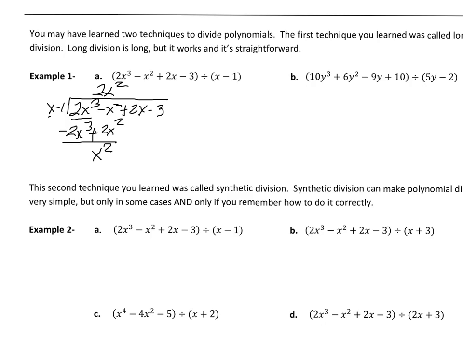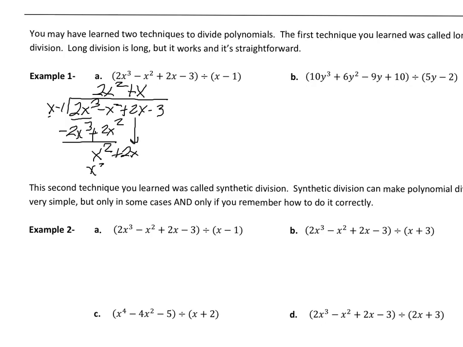Okay. Now in normal division, we would bring down our next number, correct? But in polynomial division, we just simply bring down our next term. So we're going to bring this plus 2x right down there. Okay? So now again, we just repeat the process. So x times what is x squared? x times x is x squared.